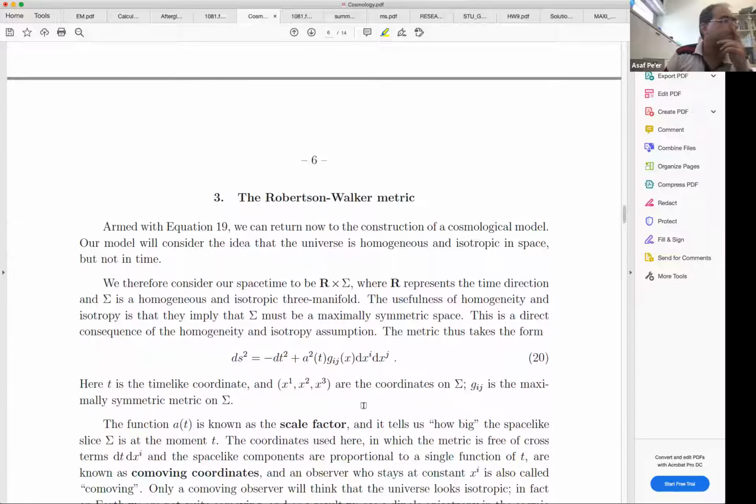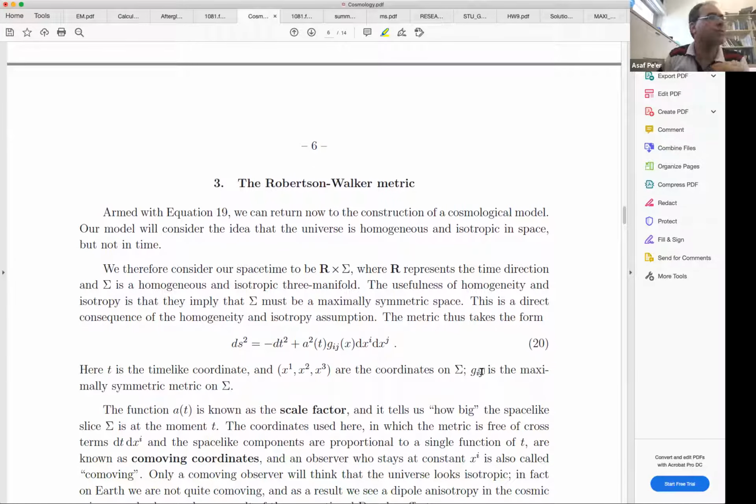Okay. And of course, Gij would be the metric that represents the maximally symmetric metric on this sub-manifold sigma, which represents the space. Now this multiplication factor A of t, well, it has a name. It's called the scale factor. So mathematically, it is what enables the universe to evolve in time.